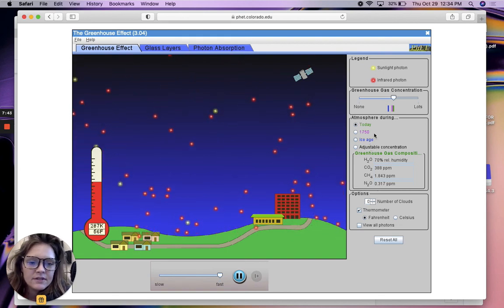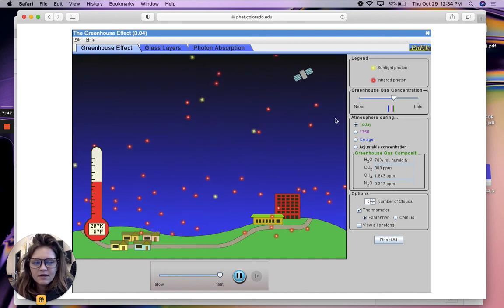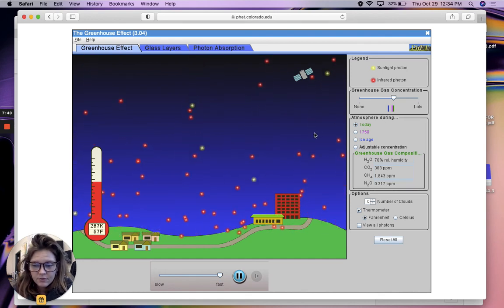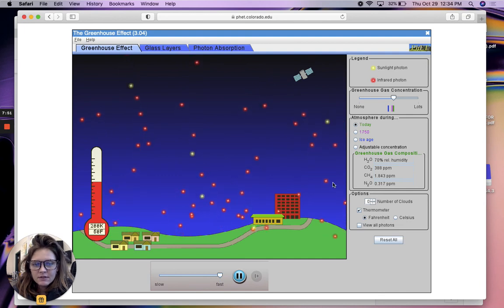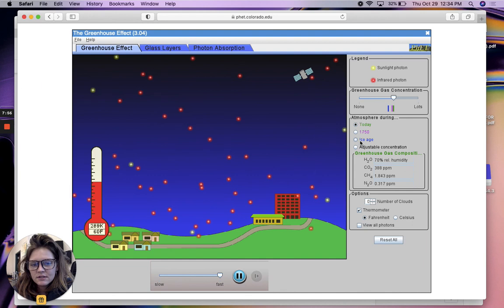You don't have this simulation on your iPad, unfortunately. I will link it to this assignment, and if you have access to a different computer at home, you can run this simulation and play around with different greenhouse gas concentrations and see what happens.